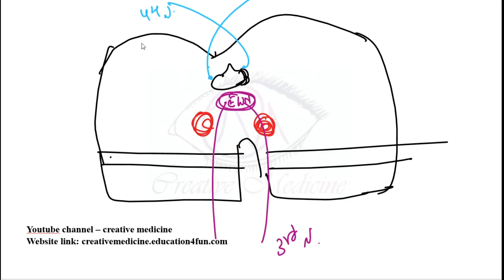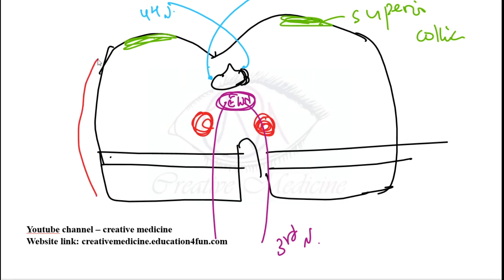And one more thing, here you will see the presence of the superior colliculus. So this is at the level of the superior colliculus. Now this midbrain is supplied by branches of the artery like this. Now I will label all this.